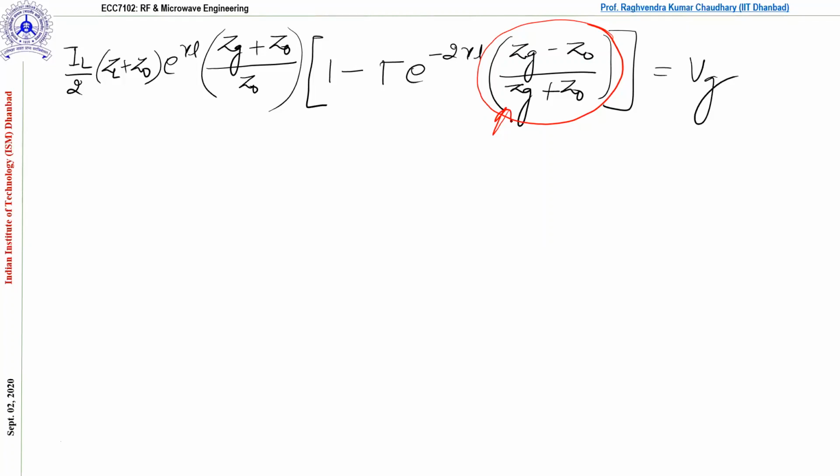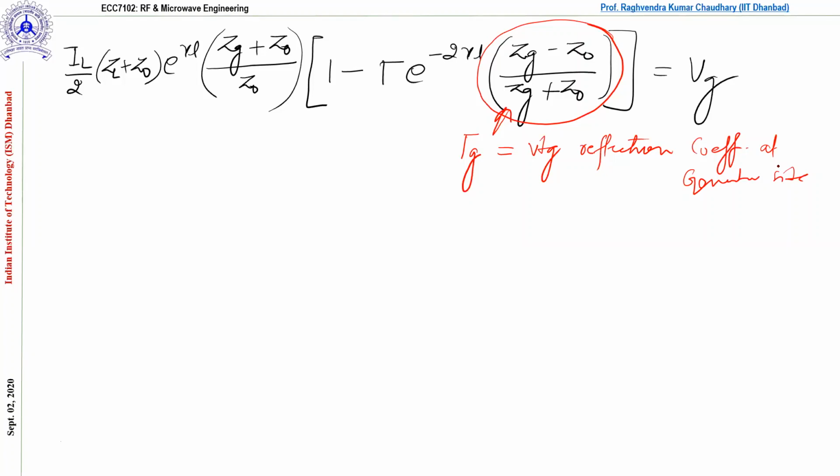This is the same thing. This is the reflection coefficient, but at the generator side. Fine. So better to replace it here with gamma G. So this is the voltage reflection coefficient at generator side. Fine. So now we have a new relation here, correct?